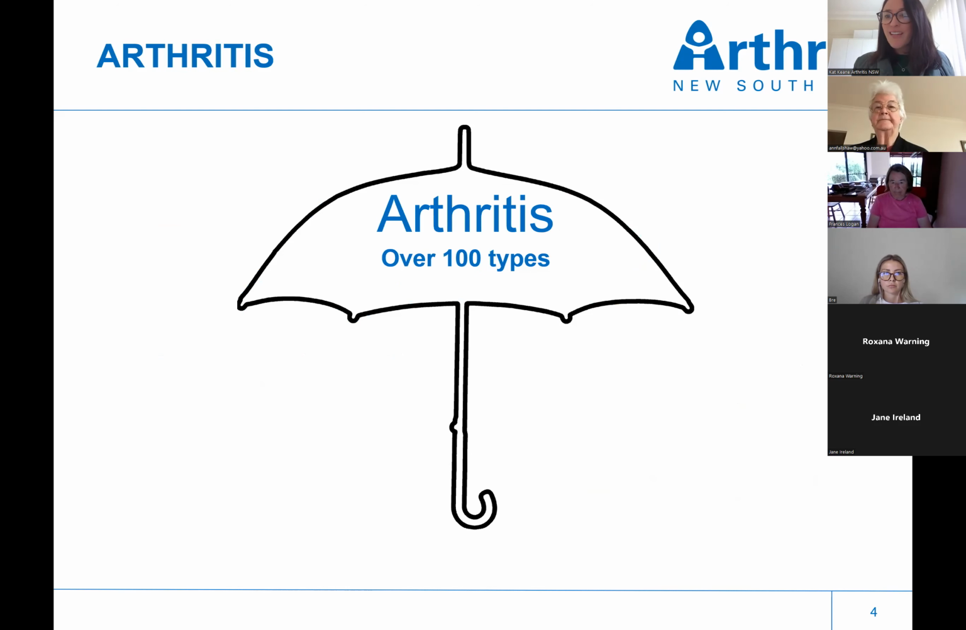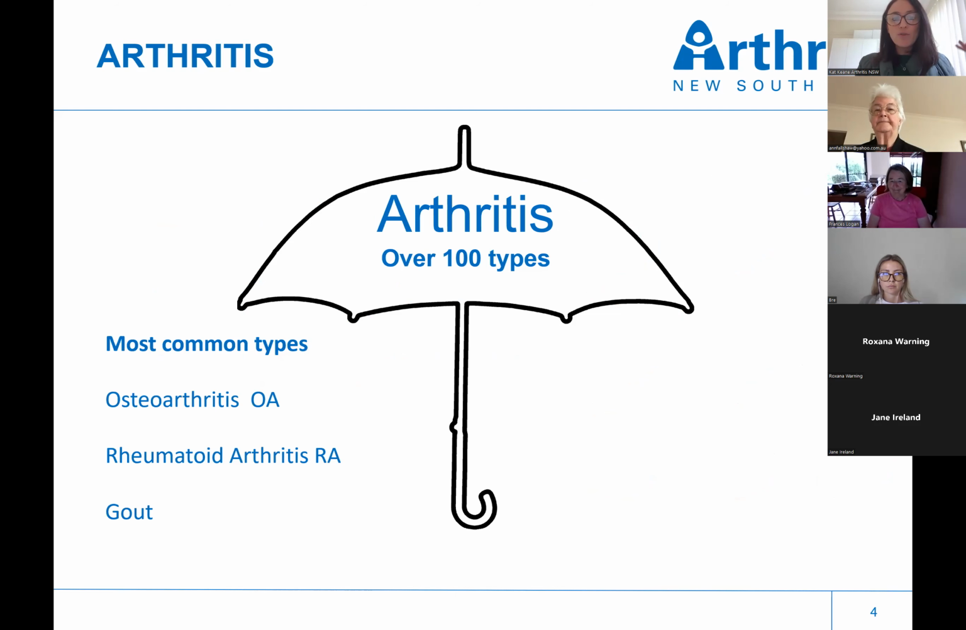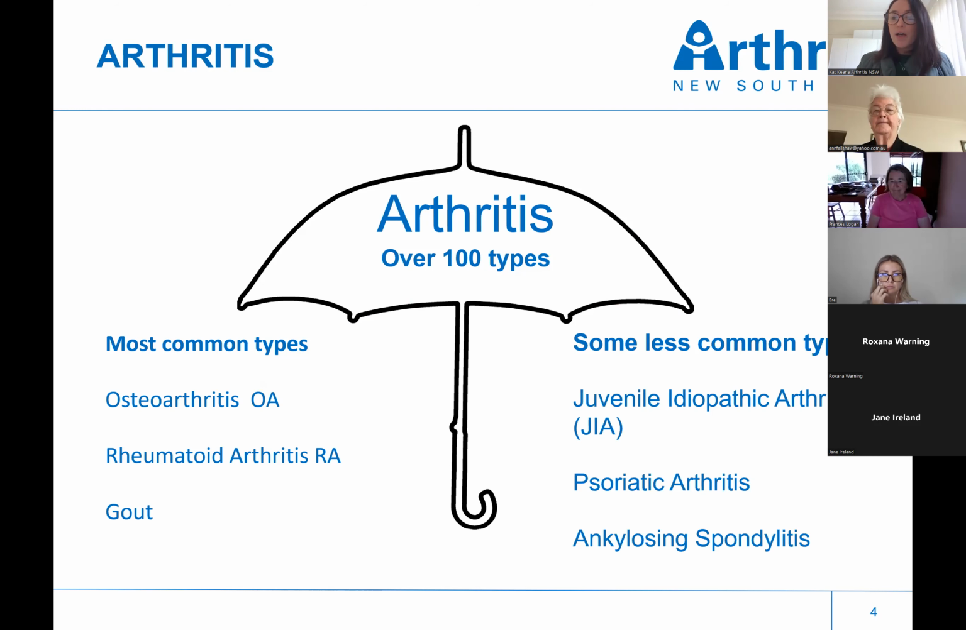Okay, so you will have seen this slide before. So very briefly, we all know that there are many different types of arthritis. The most common types of arthritis are osteoarthritis, rheumatoid arthritis, and gout. We're going to have a look at the differences between those in a moment. And then on the other end of the spectrum, in terms of how common things are, we have the less common types being juvenile idiopathic arthritis, psoriatic arthritis, and ankylosing spondylitis.